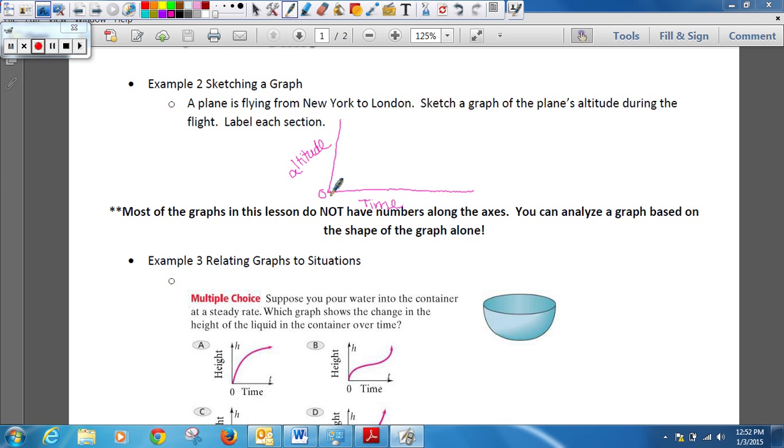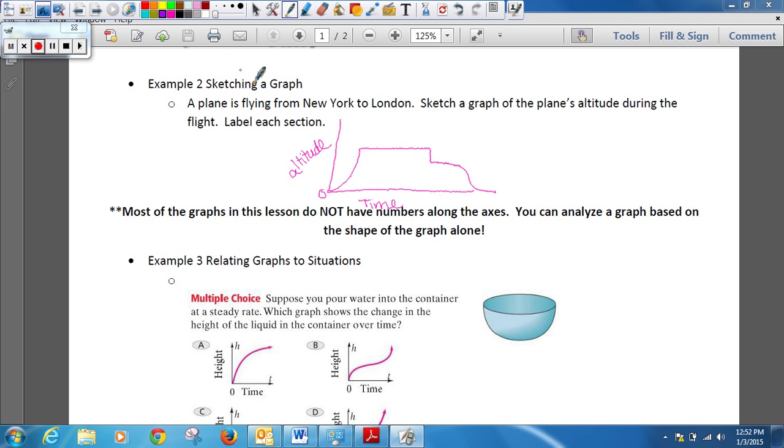So if we look here at the ground, the plane is on the ground. Taking off, so it goes very quickly. It then hits its cruising altitude. It will descend, and then most of the time you're going to have to circle around the airport, so you're descending slower, and then you're going to come in for the landing. So it says sketch the graph and then label each section.